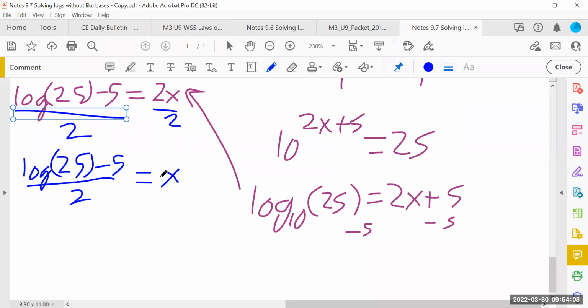I want you all to put that in your calculator right now. We're going to make sure you get this right because there's a lot of room for making mistakes in putting this in your calculator. Log 25, close the parenthesis, subtract 5. Get an answer, then divide that answer by 2. Because if you don't, there's a good chance it's going to divide the 5 by 2 and not the log.